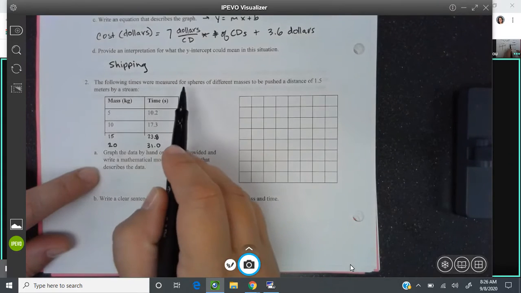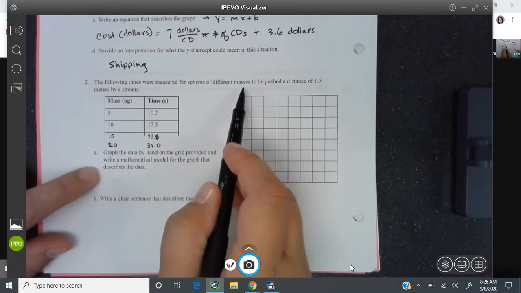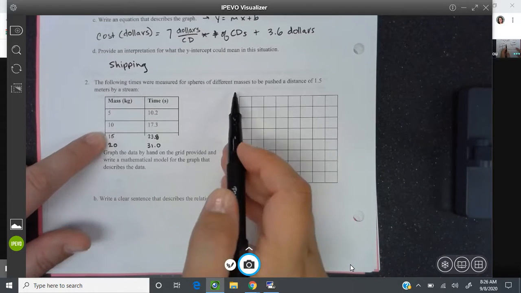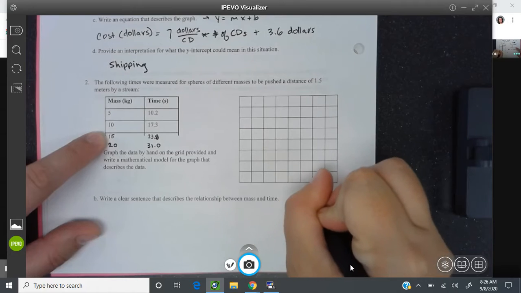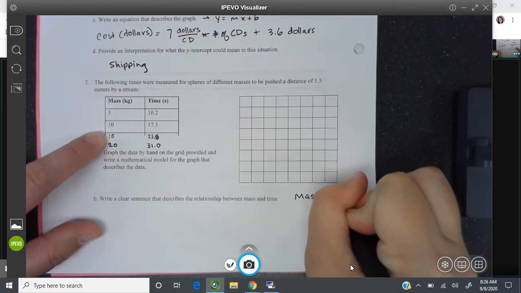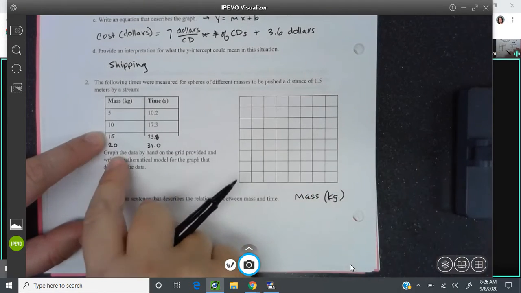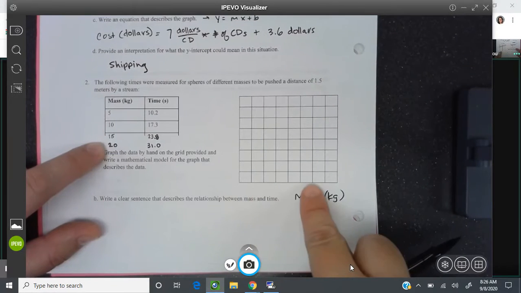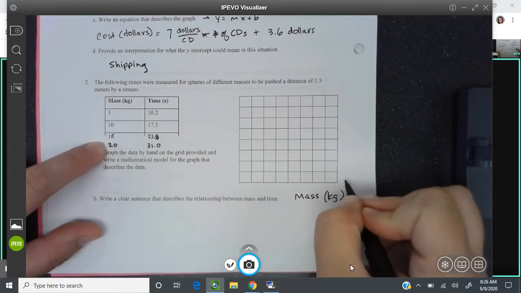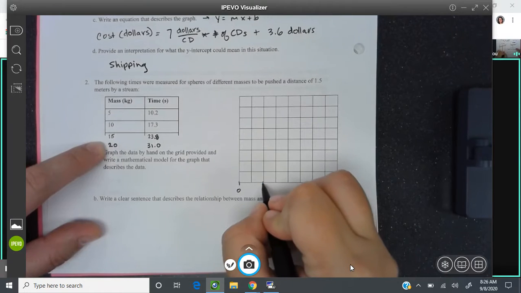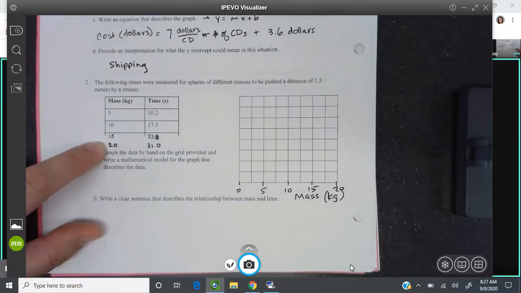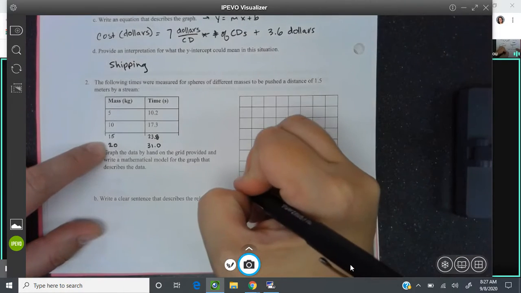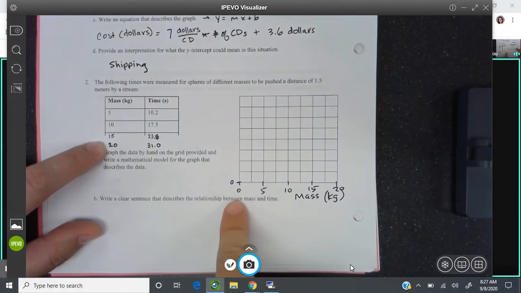So here, our spheres were different masses, and that tells us that the mass was the independent variable, and the independent variable should go along the bottom. So down on the bottom is where we're going to have mass in kilograms, and our range is going to be from 0 to 20. I just counted these out real quick: 0, 5, 10, 15, 20. That spaces them out pretty well so that we can see them. It's a good idea to always have 0, 0 down on the end.